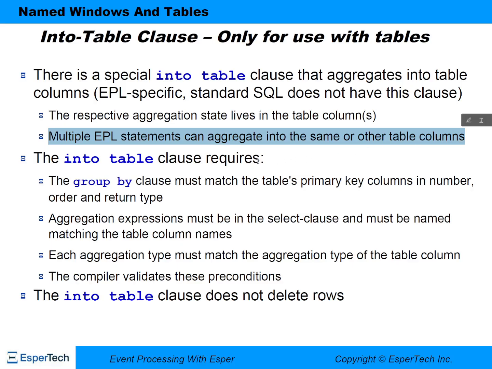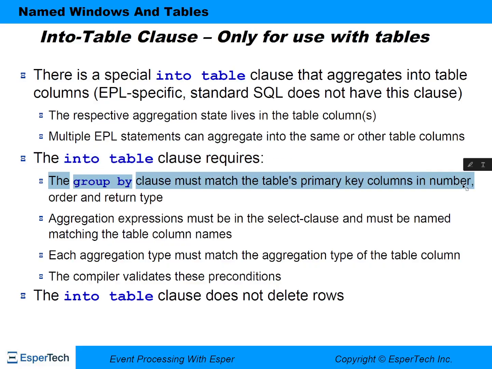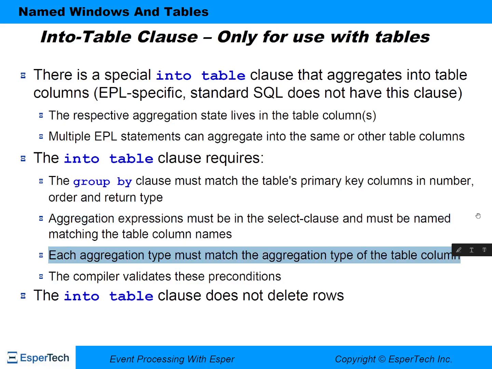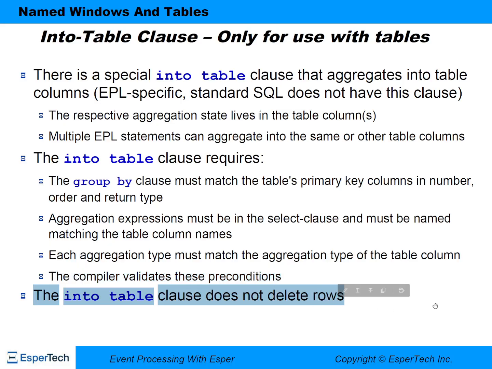The into table clause requires the following. The group by clause must match the table's primary key columns in number, order and return type. Aggregation expressions must be in the select clause and must be named matching the table column names. Each aggregation type must match the aggregation type of the table column. The compiler validates these preconditions. The into table clause does not delete rows.